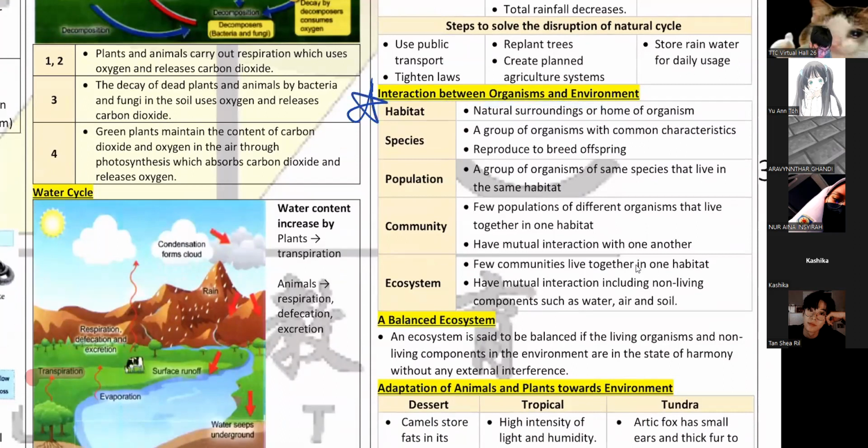Okay, next, interaction between organism and environment. This is also very important. I did mention habitat just now. Habitat is the natural surrounding or home of an organism. Your rumah, that's your habitat. Let's say your habitat is in PJ, in Shah Alam, that's your habitat. For animals, their habitat mostly depends lah. Like the tiger is in the forest, in a tropical forest. As I said, animals cannot simply change habitat.